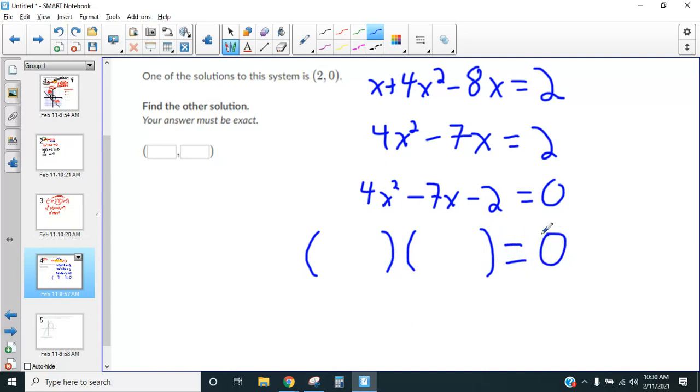Now, here's one hint for you. Notice what it says up here.